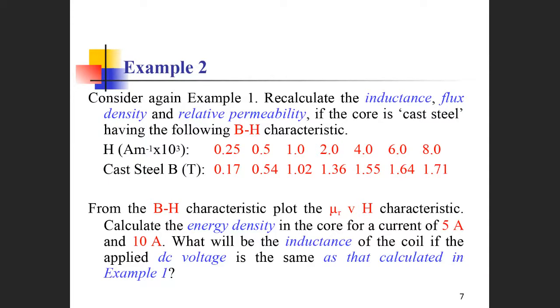Okay, good morning. Today we continue to talk about the electromagnetic circuit. Before we go to the example, we'll have a very brief revision on the electromagnetic circuit. It says that for any coil, if you apply a current, then a magnetic field is produced inside the coil.